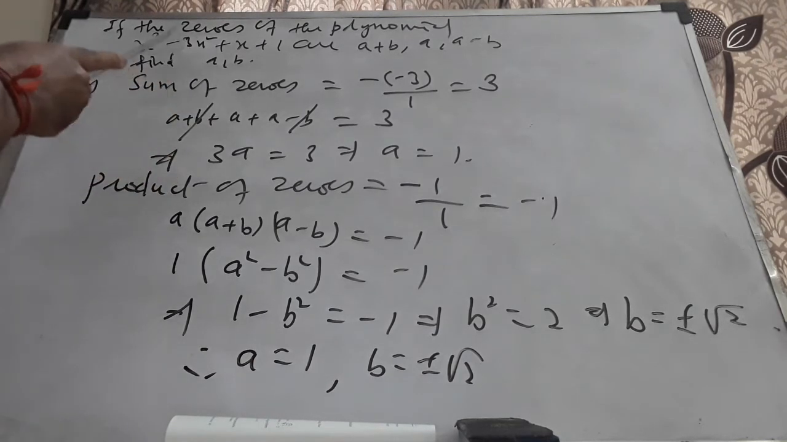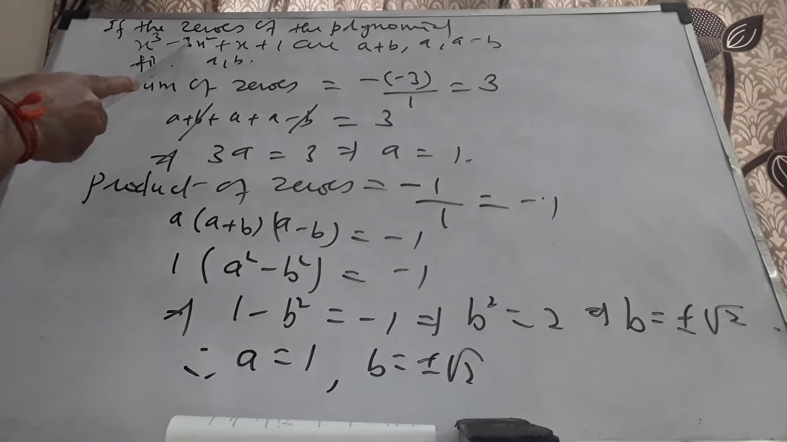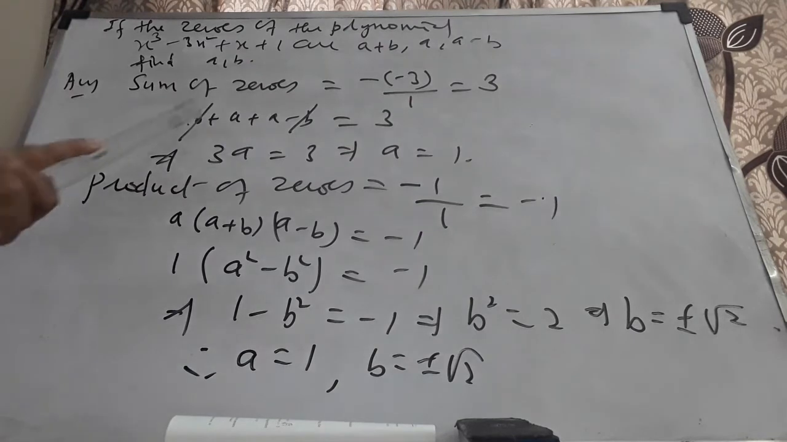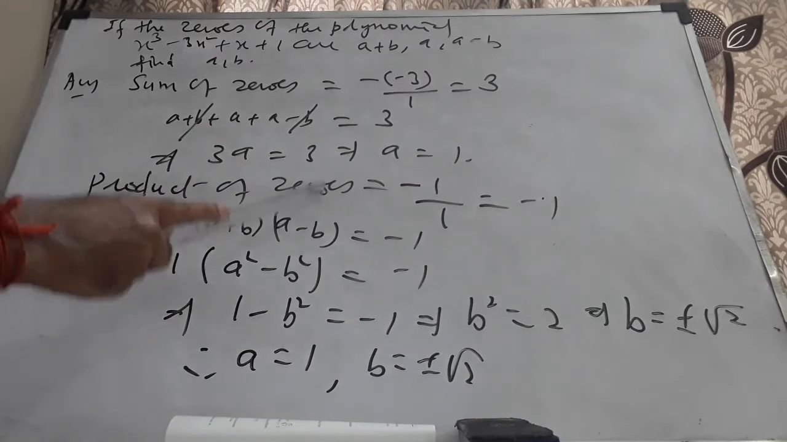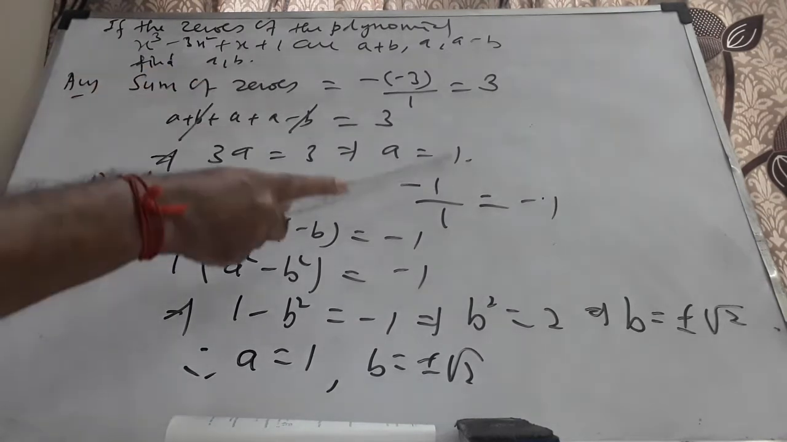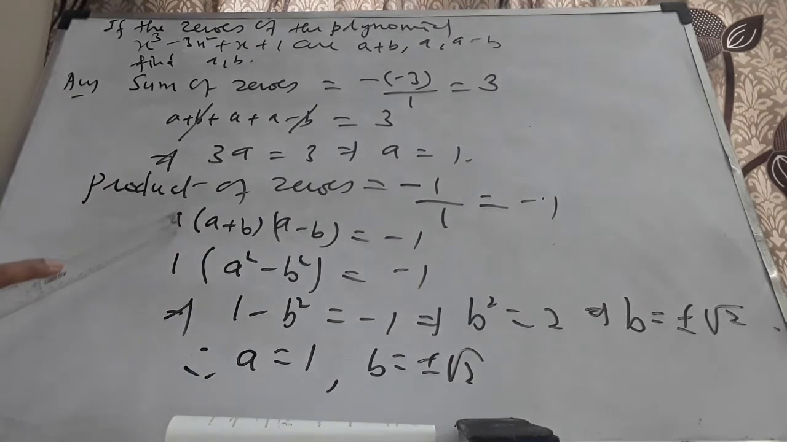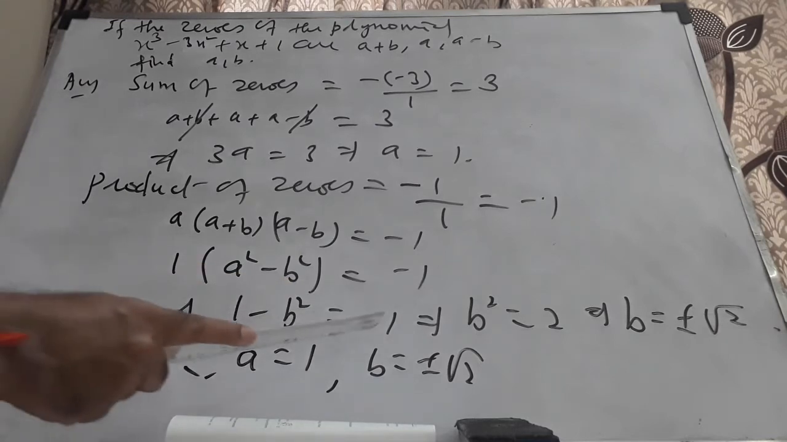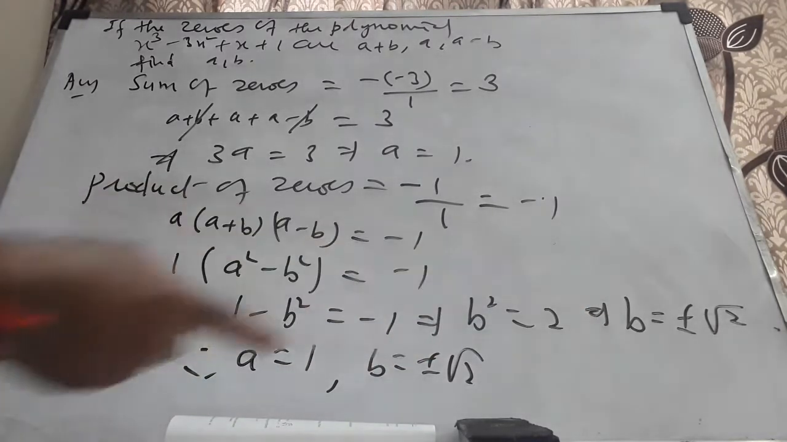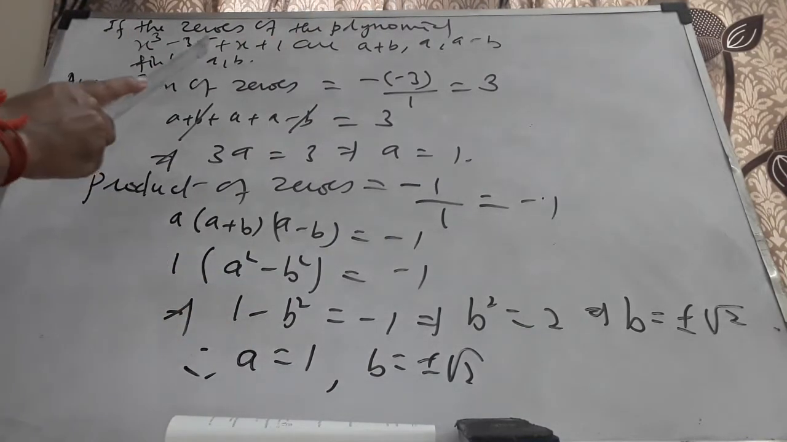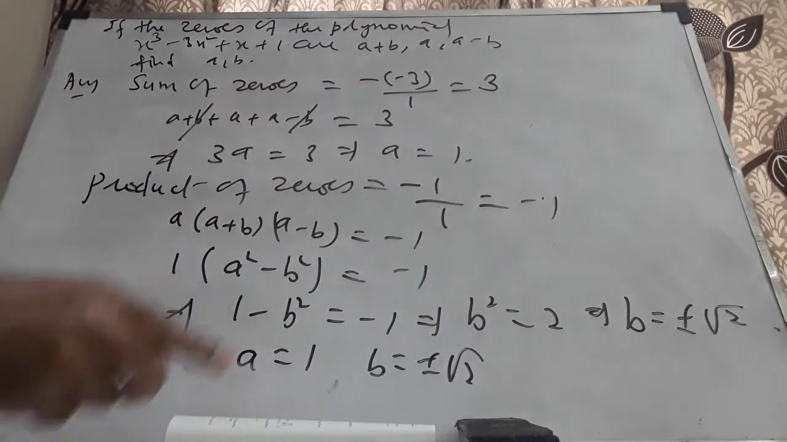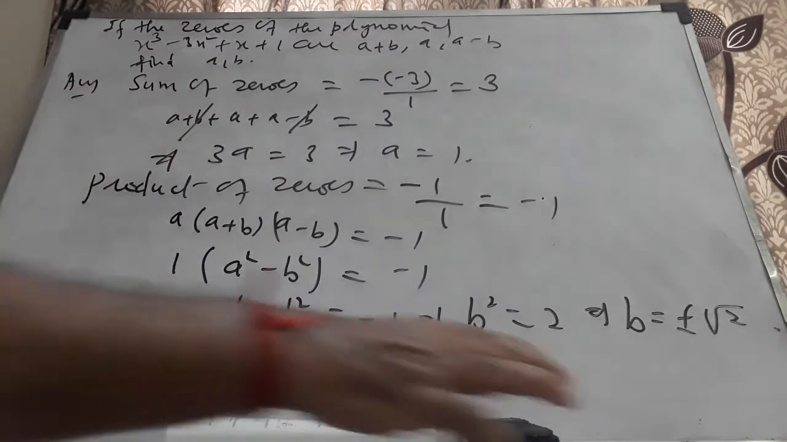Now, the sum of zeros is equal to minus of minus 3 by 1, that is minus b by a, that's the application. It reduces to 3a plus b plus a minus b, b minus b gets cancelled, 3a is 3, a becomes 1. Now the product of zeros is minus d by a, which is minus 1. Therefore, a into a plus b into a minus b, a is 1, 1 into a square minus b square is minus 1, 1 minus b square is minus 1, b square is 1 plus 1, which is 2, b is plus or minus root 2. Therefore, the value of a should be 1, and the value of b should be either root 2 or minus root 2 for a plus b, a minus b to be the zeros of this particular cubic polynomial.